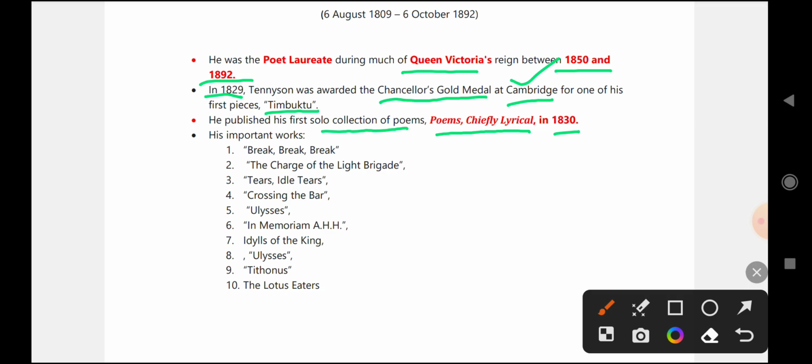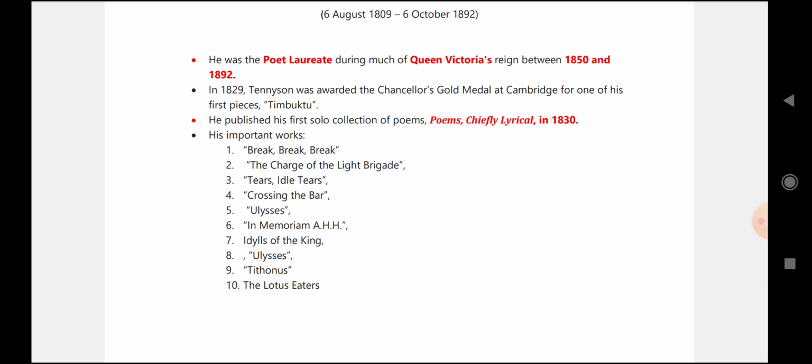Here is the list of his important works. First is Break, Break, Break. Second is Charge of the Light Brigade, Tears, Idle Tears, Crossing the Bar, Ulysses, In Memoriam A.H.H., Idylls of the King, Tithonus, The Lotus Eaters. Now let's go through 30 objective questions on his works.